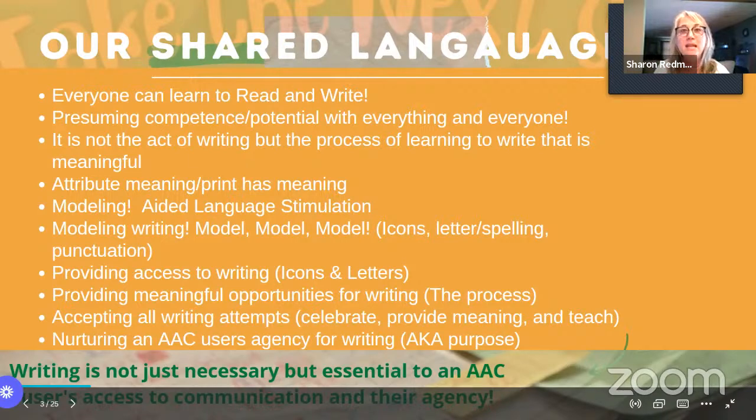And then having these meaningful opportunities, right? I don't want to write about something that I don't care about. We need to provide meaningful opportunities, connecting it to powerful text, and then nurturing our AAC users to develop their agency. It's super important that we're able to do that. And with that last one, developing that agency, writing is not just necessary, it is essential for all AAC users to communicate using their agency. And that's just a statement.